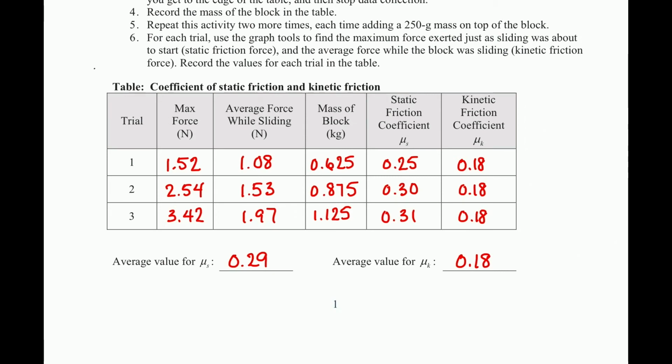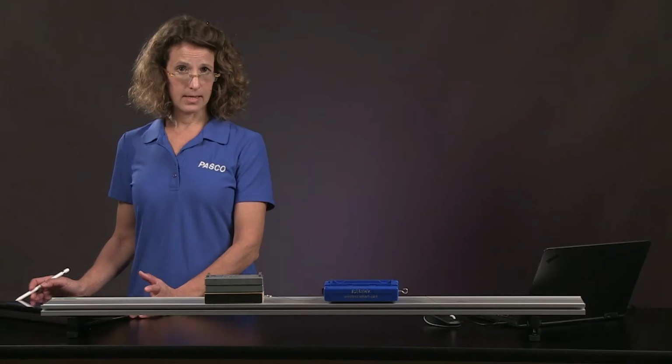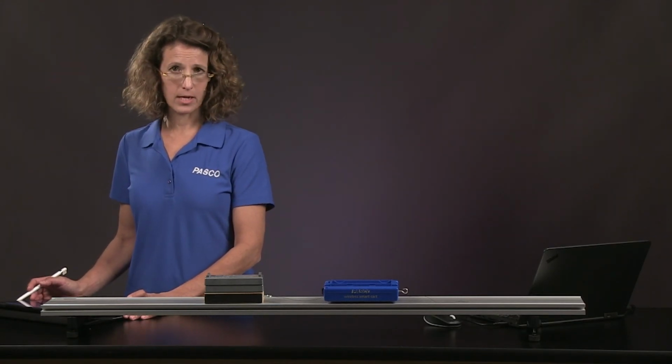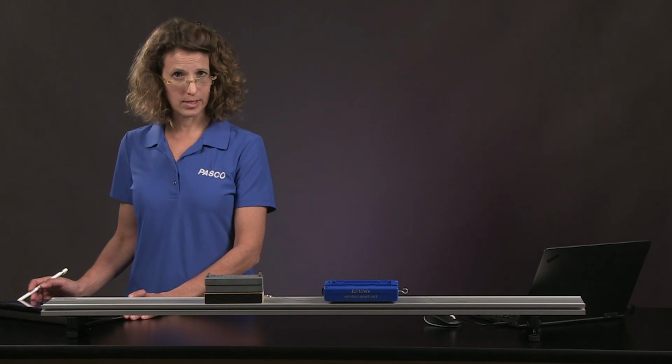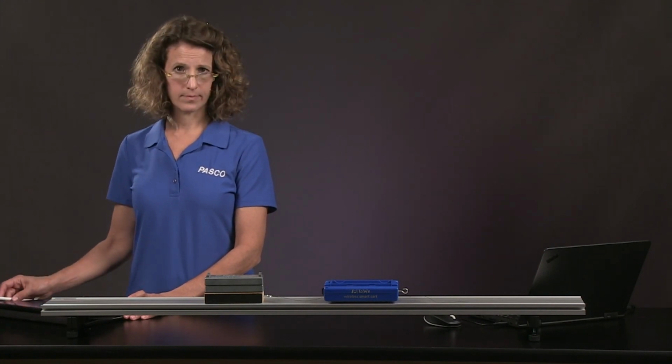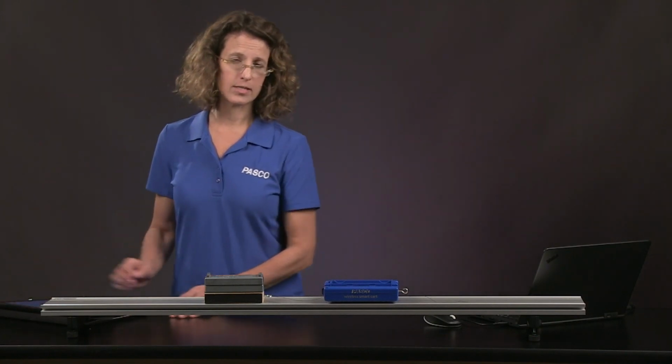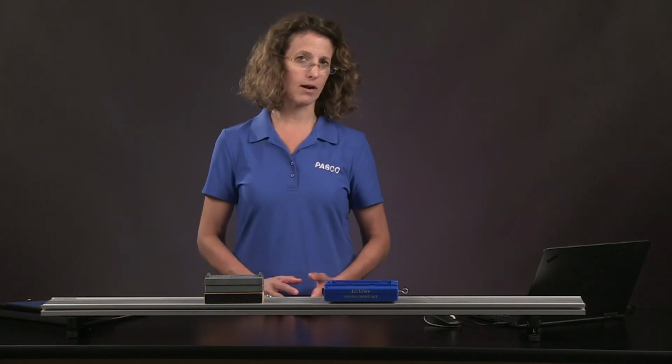We use the values of max force and average force while sliding to calculate the coefficients of static and kinetic friction for each of our trials, and then find the average value. These values are similar to those of wood on aluminum from section 5.4 of your ebook. Your students can respond to questions D and E using their observations.